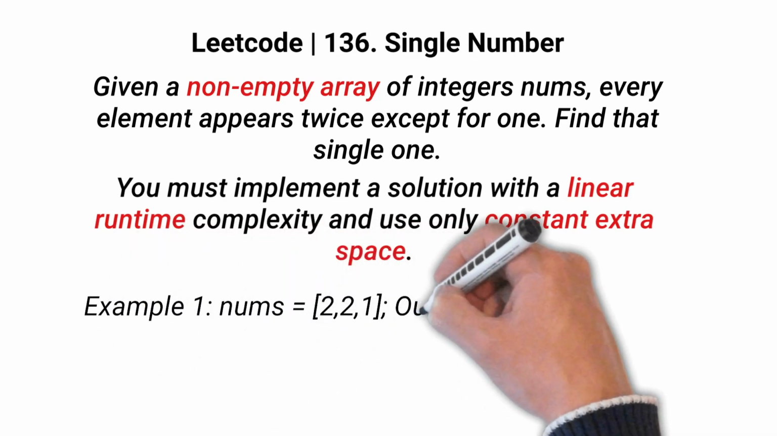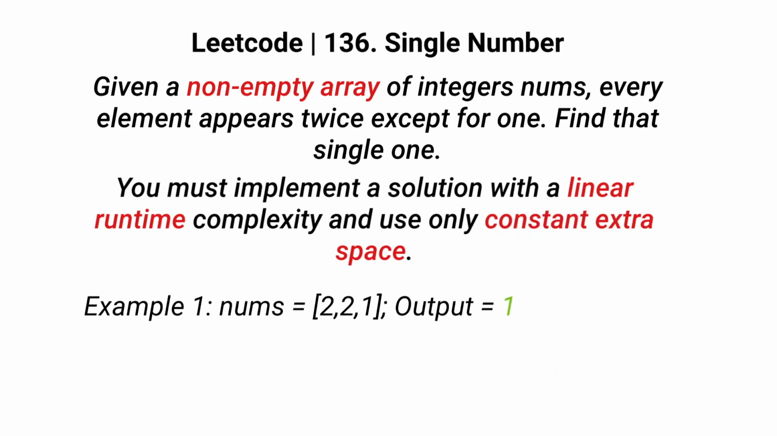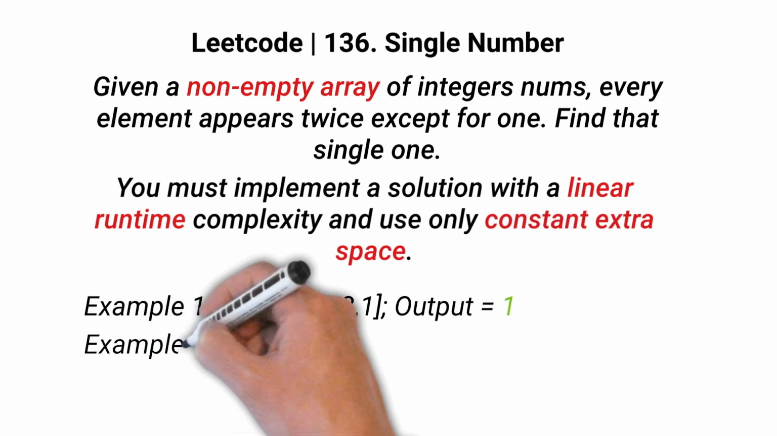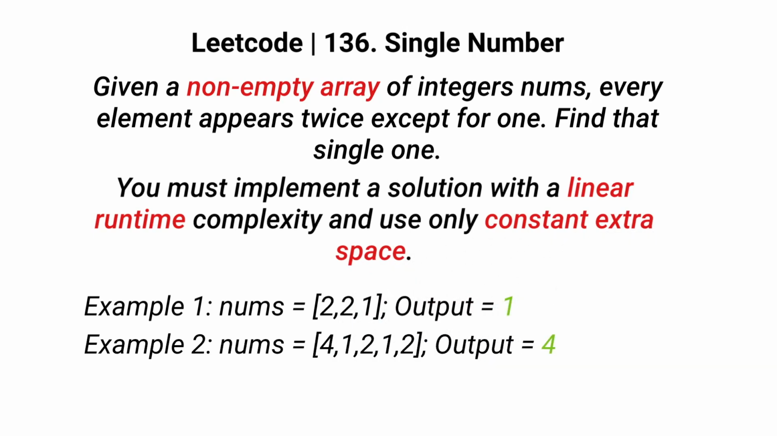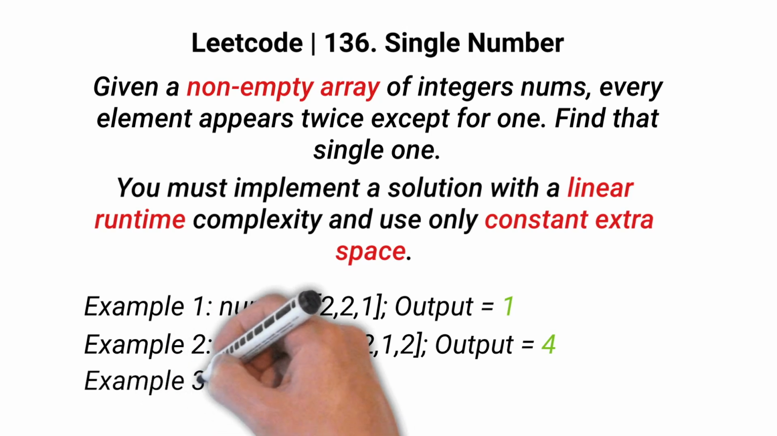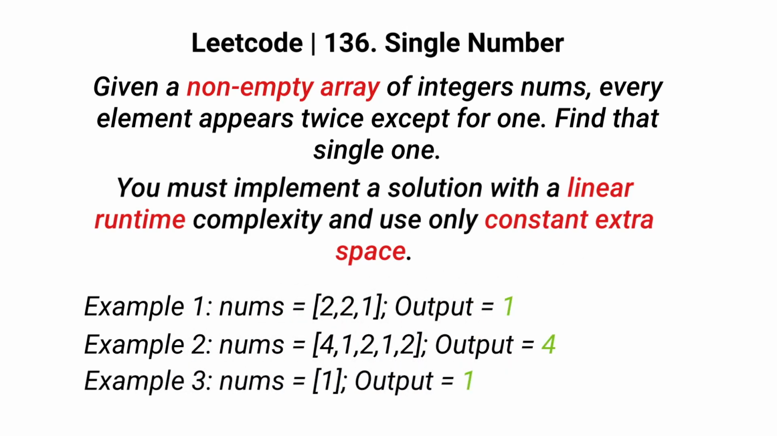Example 1, nums is equal to [2,2,1]. The unique is 1. Example 2, nums is equal to [4,1,2,1,2]. The output's going to be 4. In example 3, nums is equal to [1]. The output's going to be equal to 1.